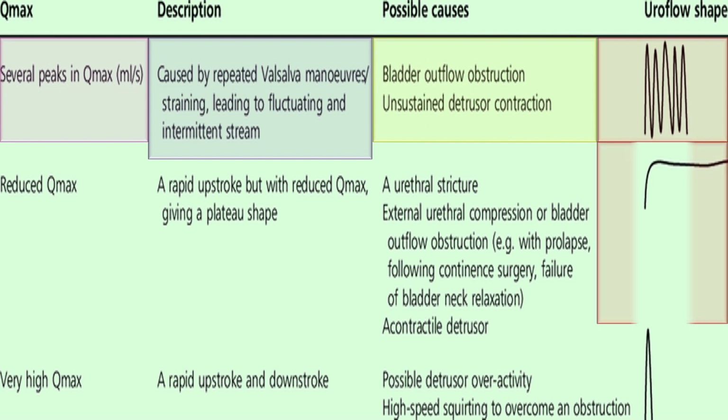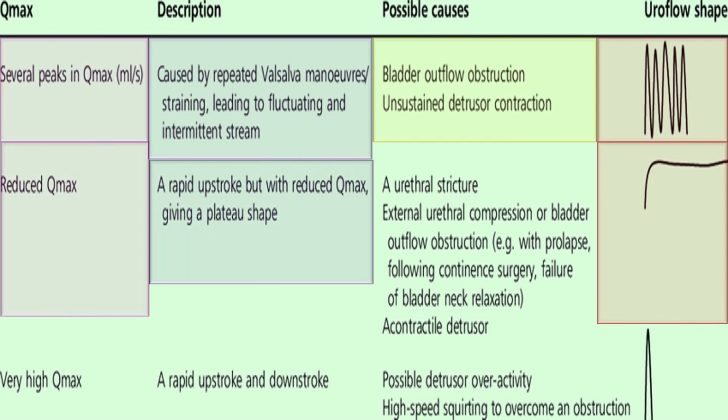In the next graph, you can see the reduced Qmax. So here we have a rapid upstroke but with reduced Qmax giving a plateau shape. The possible causes include a urethral stricture, external urethral compression, or bladder outflow obstruction, for example with prolapse, following continence surgery, failure of bladder neck relaxation, and acontractile detrusor.